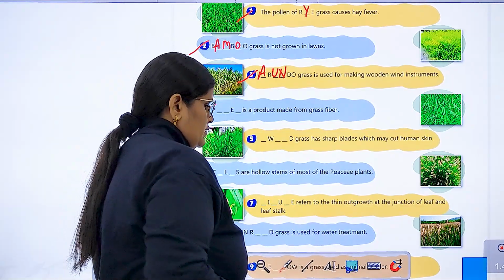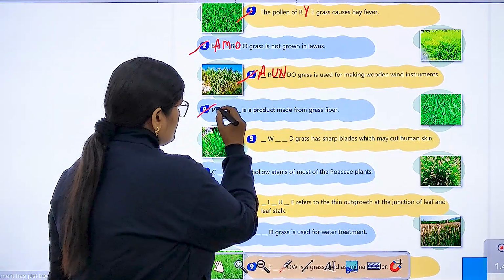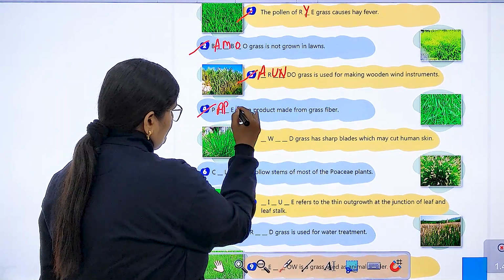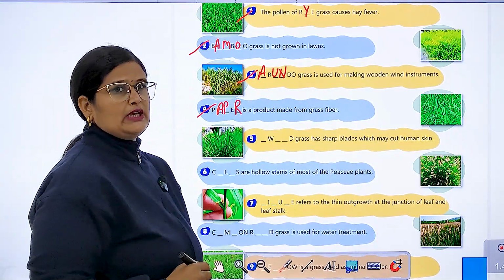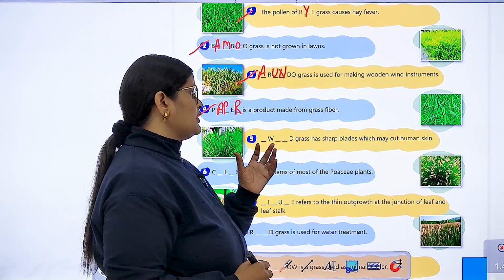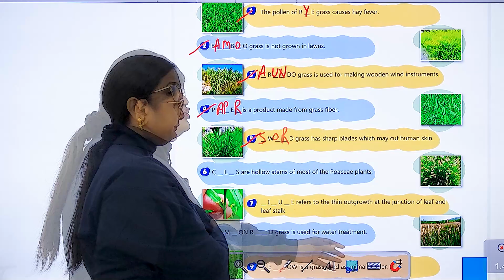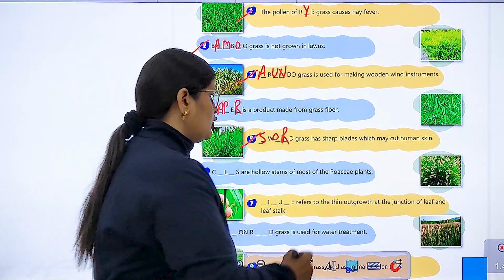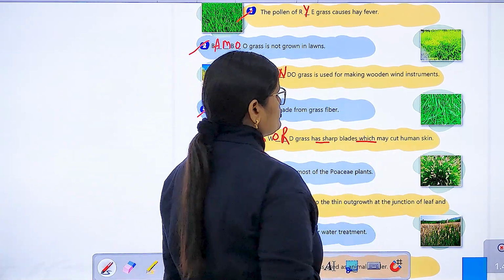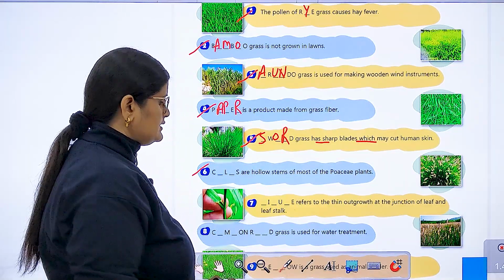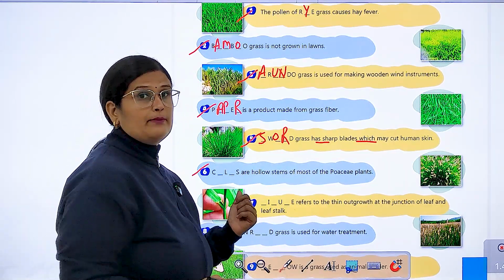Number 4, paper. PAPER. Paper is a product made from grass fiber. Number 5, sword grass. Okay, sword grass has sharp blades which may cut human skin. Number 6, it is culms. CULMS.